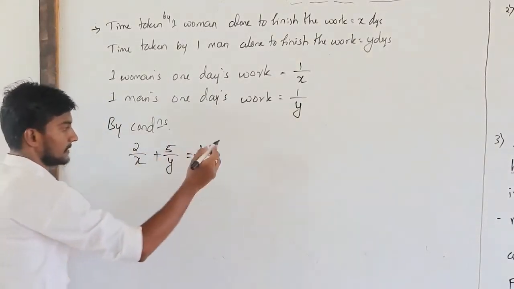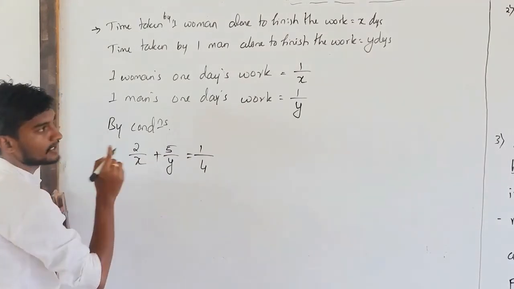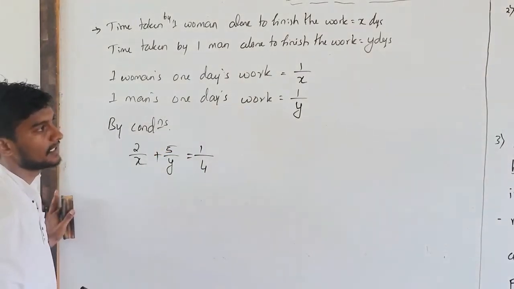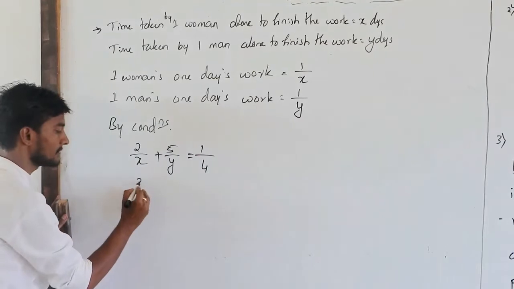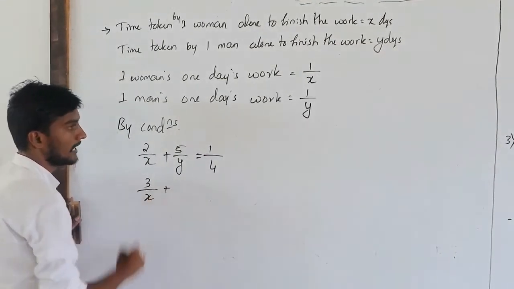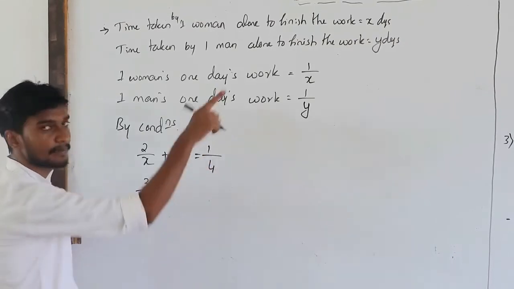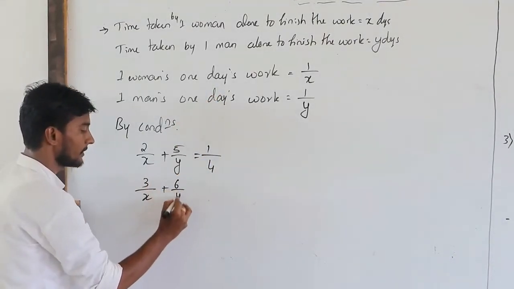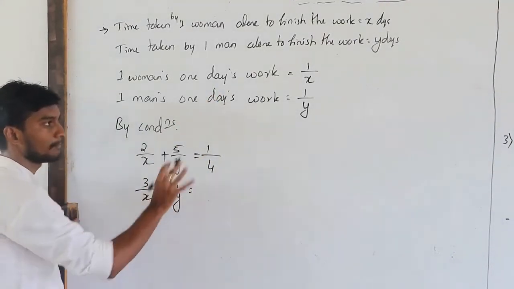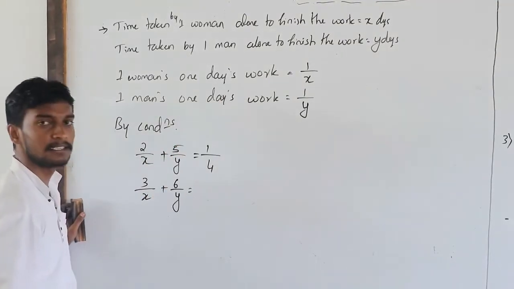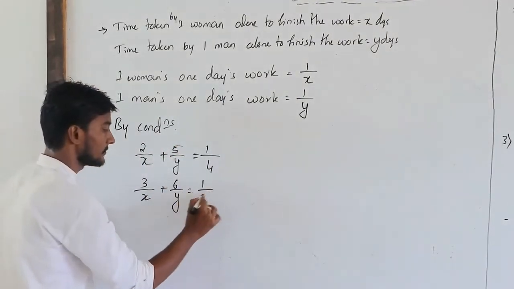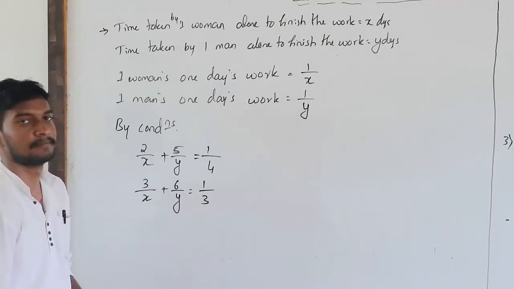And next, the second equation. In the second condition, there are 3 women, so 3 divided by X, and 6 men, so 6 divided by Y. They together can complete our work in how many days? In 3 days. So 3 days means 1 divided by 3.